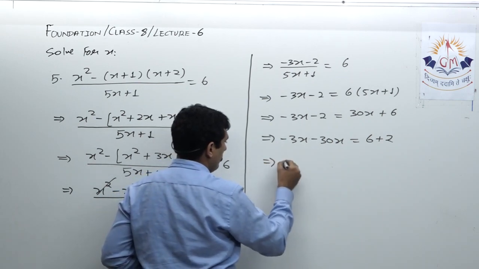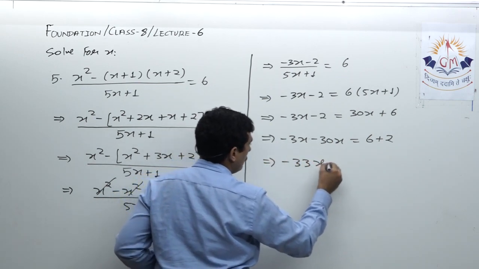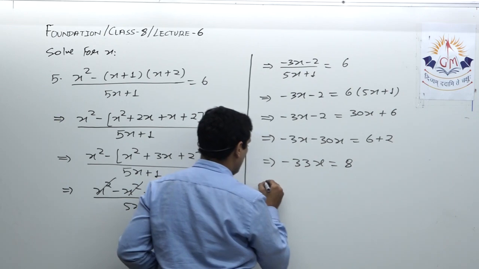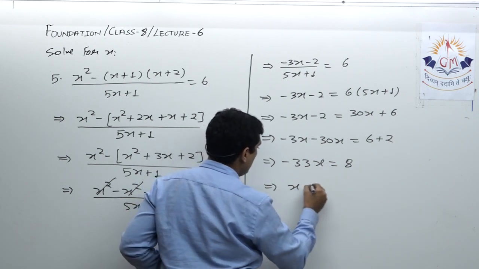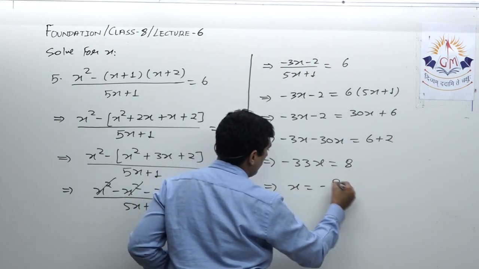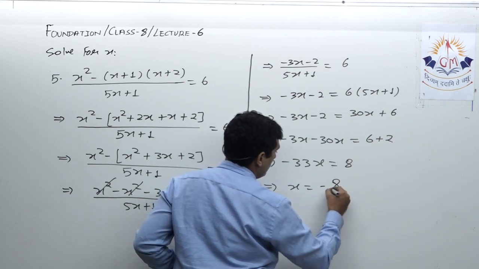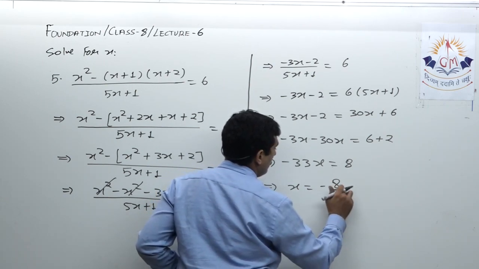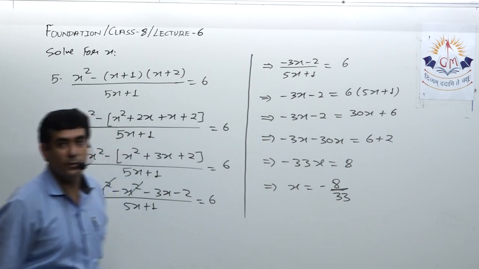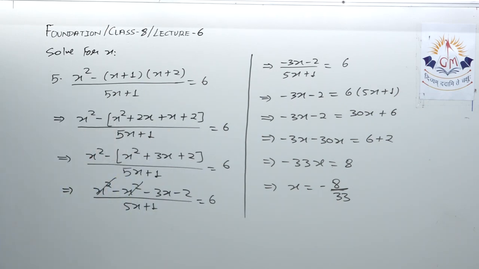So this gives you minus 33x is equal to 8. So ultimately my answer is x is equal to minus of 8 upon 33. Okay, so please note it down, then we'll see the next question.